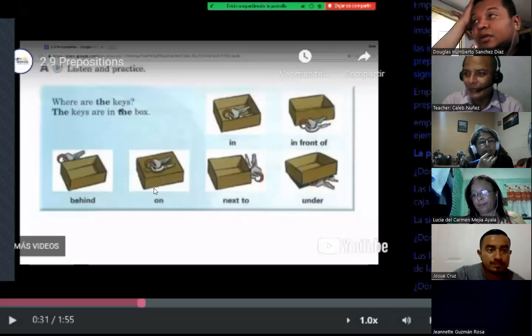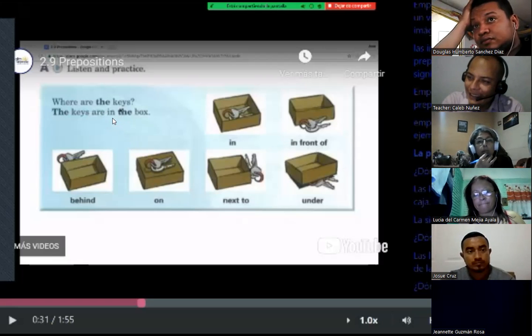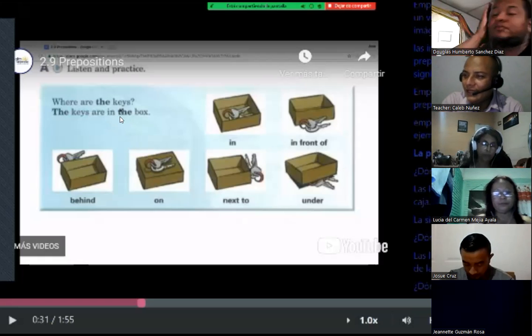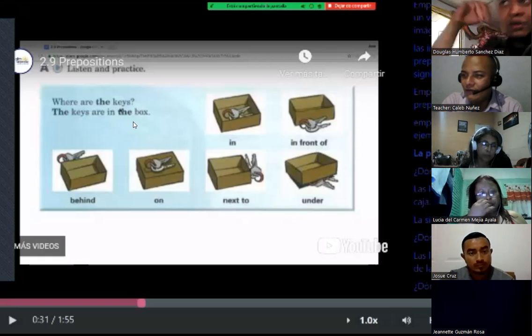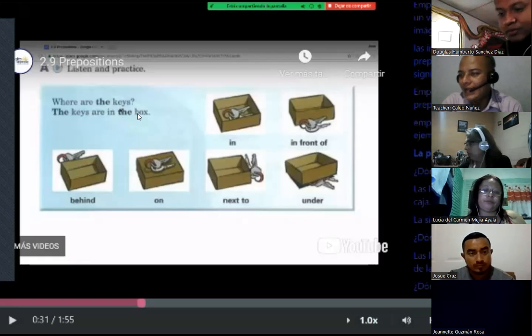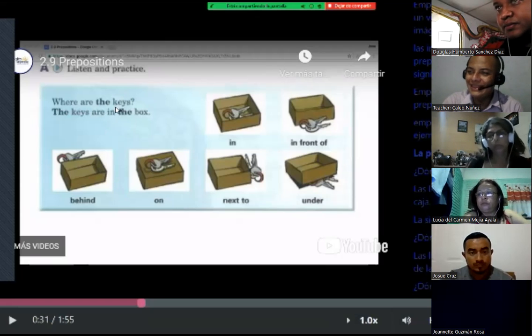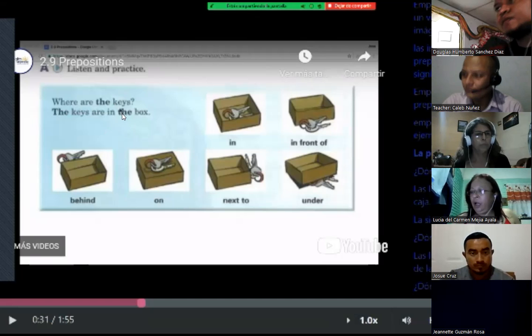Vaya, recuerden, justo después de the preposition viene el artículo de. En la caja, en la casa, whatever you're gonna say, pero sobre la, on the, right? In front of the, next to the, behind the, right? So become familiar with the, okay?